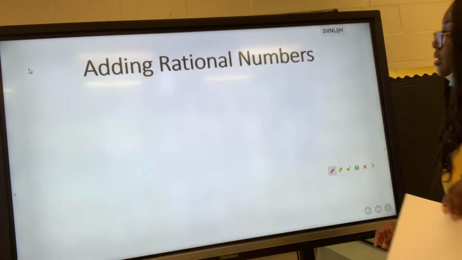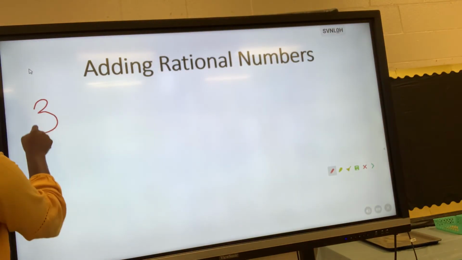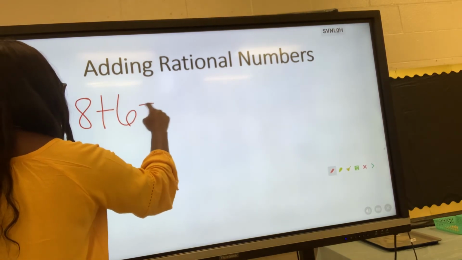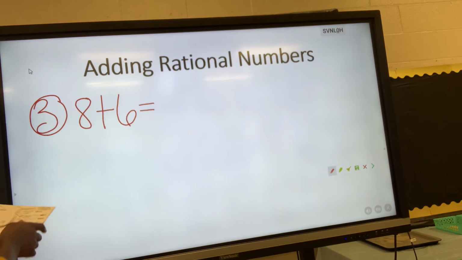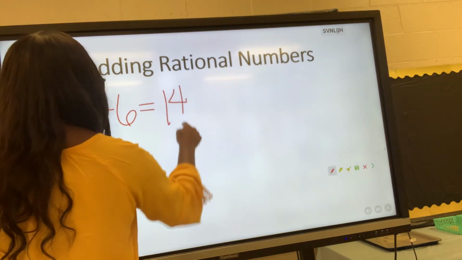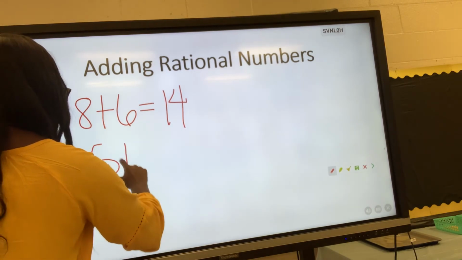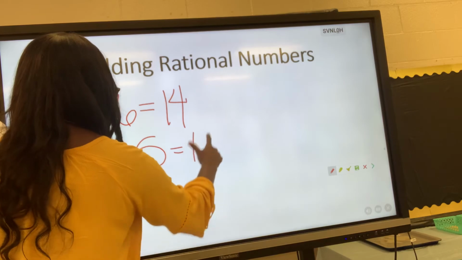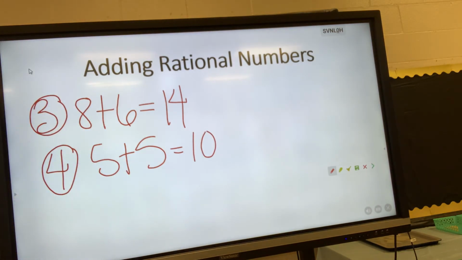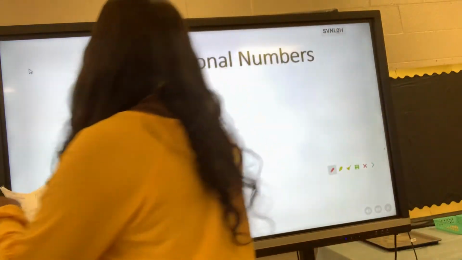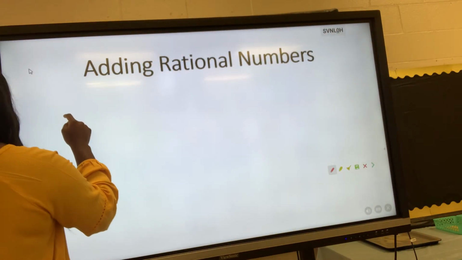Let's move on. Number 3. We have 8 plus 6, which is really simple. It's just 14. And number 4, we're going to do a simple 5 plus 5, which we know is 10. The reason why I'm going over these easy questions is just to make sure you guys still remember how to do it. Okay? All right, now let's get into some difficult ones.